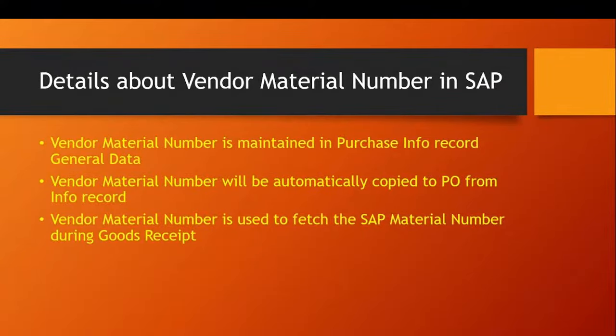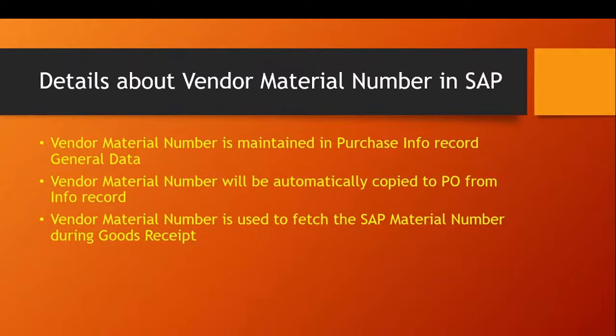I want to highlight this main importance based on my experience. Vendor material number is maintained in the purchase info record general data, and the vendor material number will be automatically copied to the PO from the info record. For example, if we have a vendor material number in the info record, when you create the purchase order, the system will automatically copy it and show it in the purchase order. The same you can display in the PO print based on the requirement. And vendor material number is used to fetch the SAP material number during goods receipt.